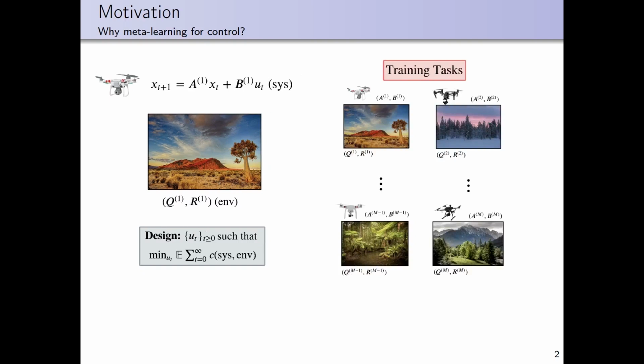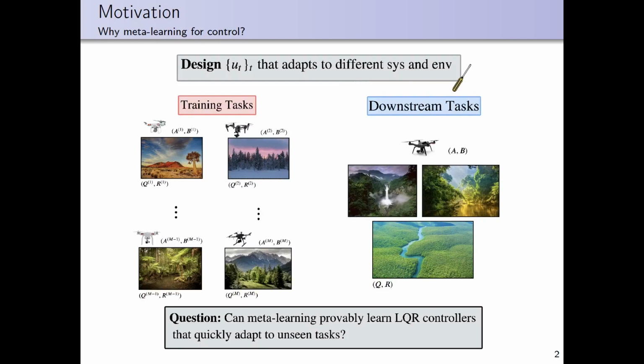But how nice it would be if we have similar drones flying over different environments, and then we can collect this data to have a diverse multitask data set, and then exploit this diversity to learn a control sequence that can quickly adapt to an unseen task or unseen system in an unseen environment. For example, a different drone that is flying over the Amazon forest environment, for example.